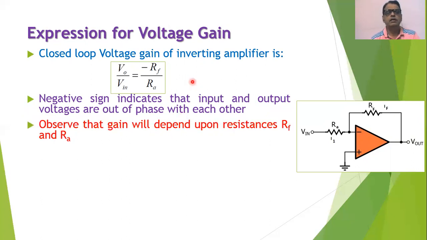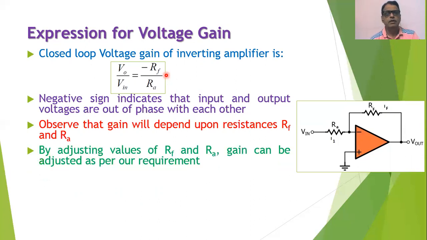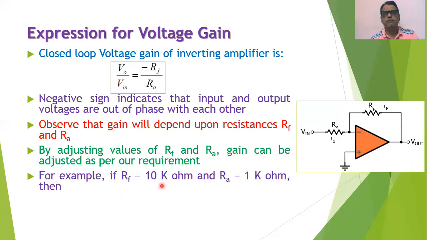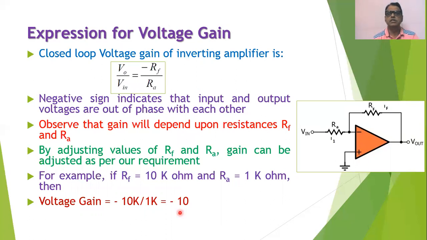Also, you can easily observe that the closed loop gain of the inverting amplifier depends upon the resistances RF and RA. So if you adjust the values of these resistances, you can easily adjust the gain of the inverting amplifier, as per our own requirement. Say for example, if RF used in the circuit is 10 kilo ohm and RA is 1 kilo ohm, then the voltage gain of the inverting amplifier can be written as minus 10K divided by 1K, which is equal to minus 10.